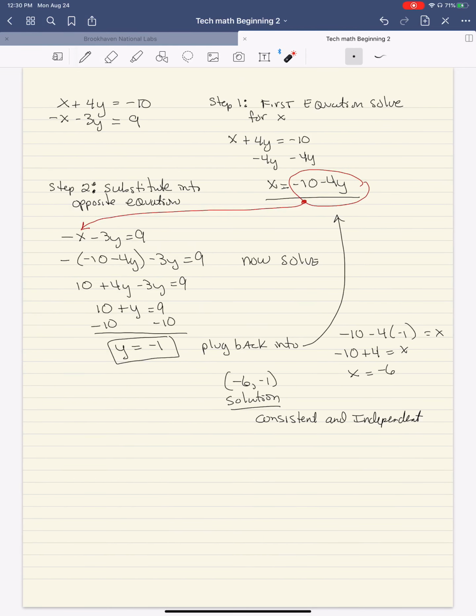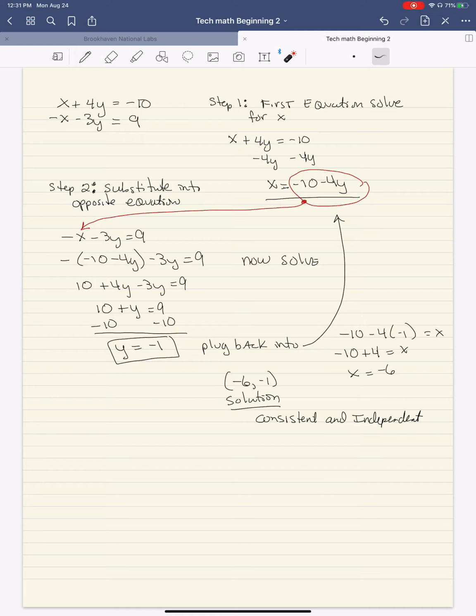Here's the first example. x plus 4y equals minus 10, minus x minus 3y equals 9. From step 1, I'm going to take the first equation and solve it for x. I'm choosing the first equation for x because the coefficient on this first variable here is a positive 1, and that's the easiest one to solve for.